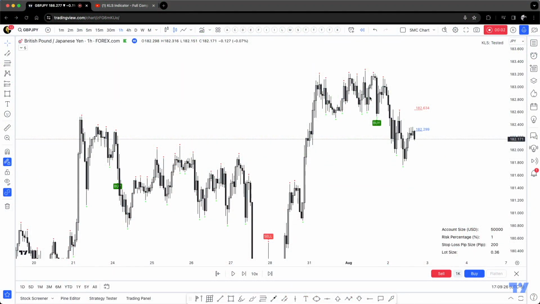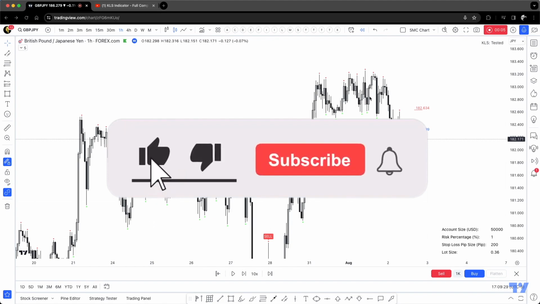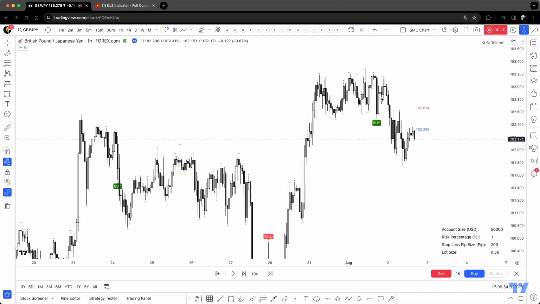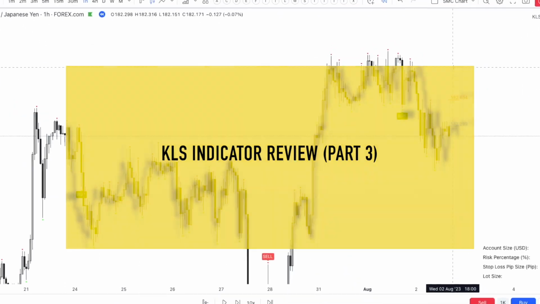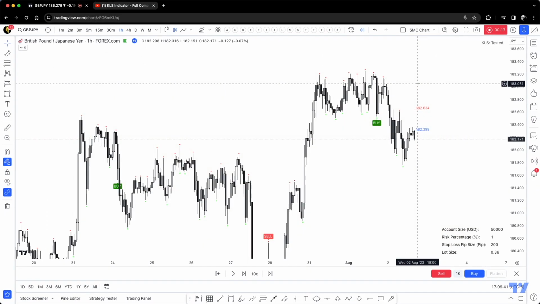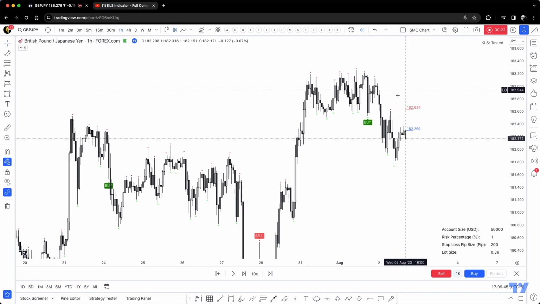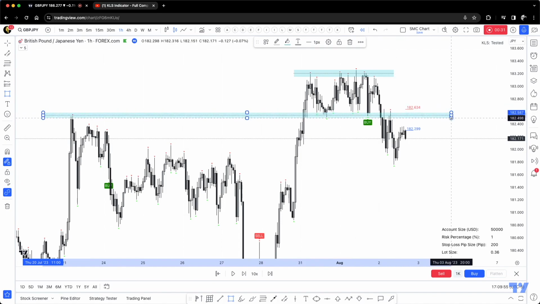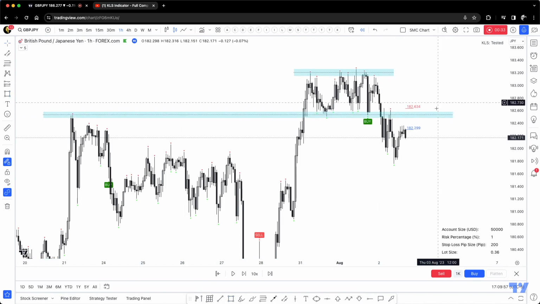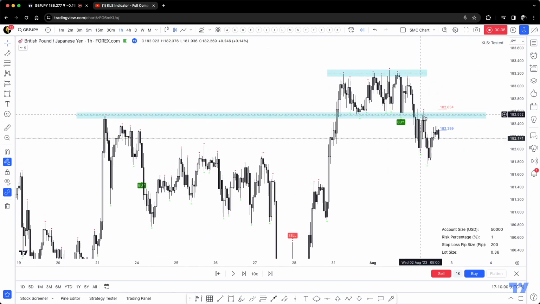Edward here, back with another video, and in this part 3 of the KLS indicator, I want to show you a couple more things, and let's have some fun. As always, with every indicator, if you know price action, if you understand how price moves, at least you understand what support and resistance is. You don't have to be a pro, as long as you understand a little bit of structure.